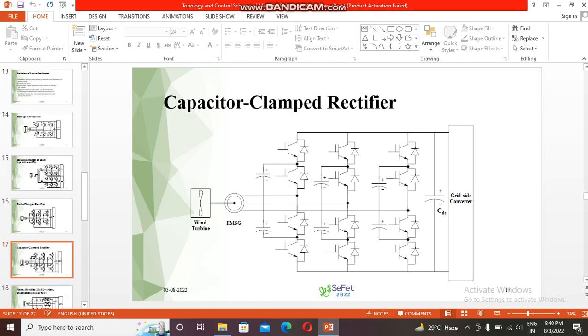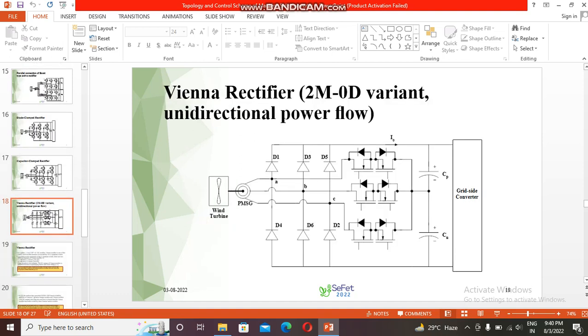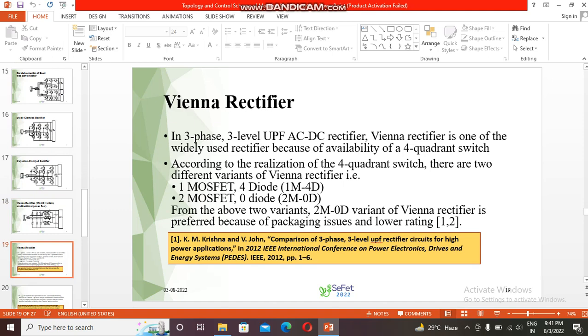In the capacitor clamp, apart from diodes, there are capacitors. And the final kind of topology is the VNR rectifier. There are 2 different variants of the VNR rectifier. One is 2M0D and one is 1M4D.